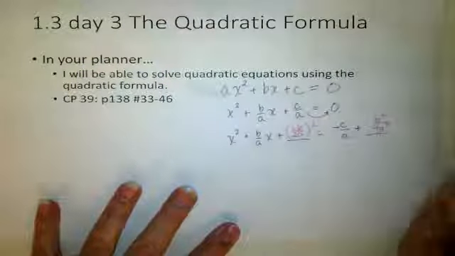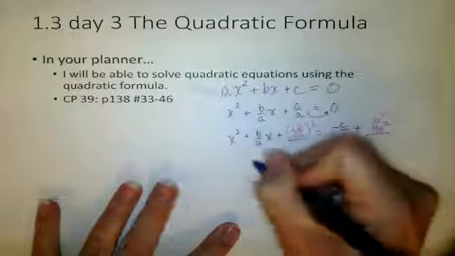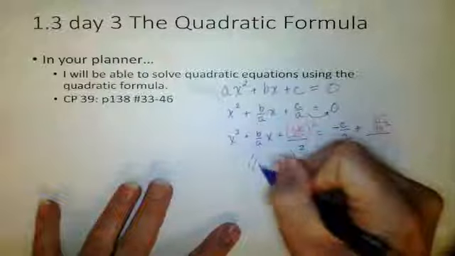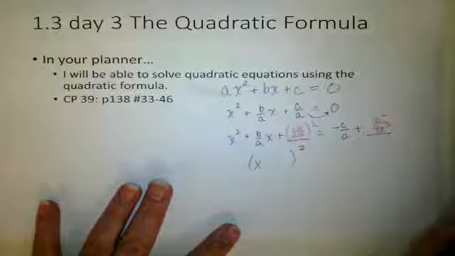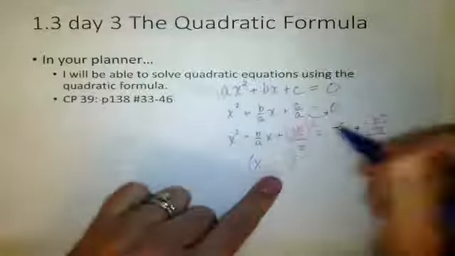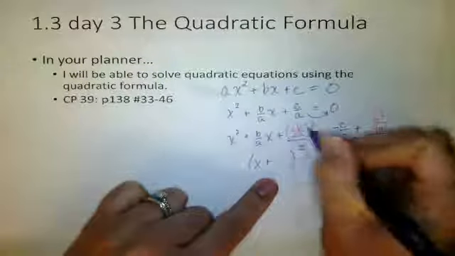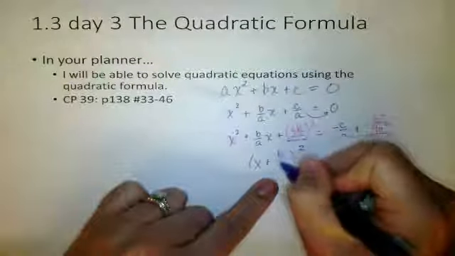Now, that term that we just created factors. This trinomial actually factors. And what times what is x squared? X times x would be x squared. And then to get b over a, it's actually just this inside piece, b over 2a.